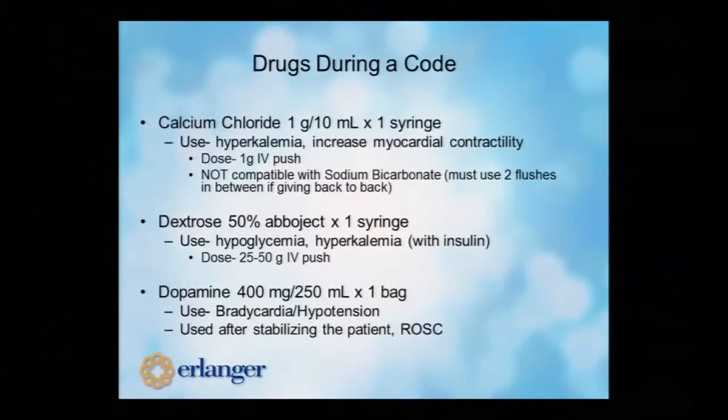Calcium chloride. The biggest reasons we use this are for hyperkalemia, and also just to increase myocardial contractility. So if the patient is unstable, and sometimes they'll have an ultrasound, or they'll have a way that they know that the heart has a really weak pulse and things like that, it helps to stabilize the heart muscle to let it push a little bit harder. Those are actually in the syringe push. They can be given like that.